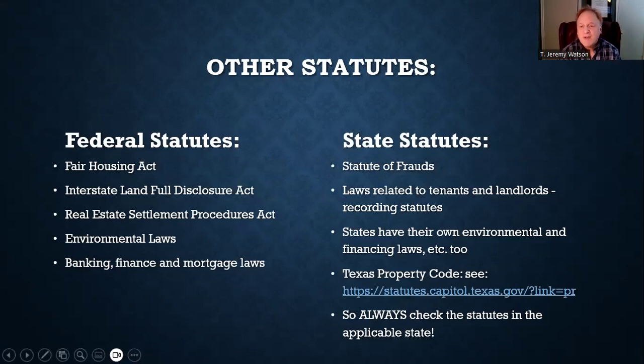Here's some examples of federal and state statutes. The Fair Housing Act, right, is a federal statute, has to do with real estate, specifically with residential real estate. There's the Interstate Land Full Disclosure Act. The Real Estate Settlement Procedures Act has to do with how you close on sales, right, when there's money lending involved. There's environmental laws, banking and finance, and mortgage laws.